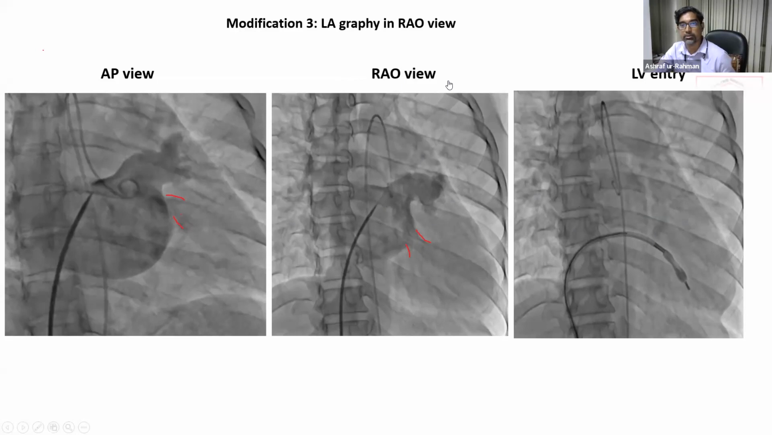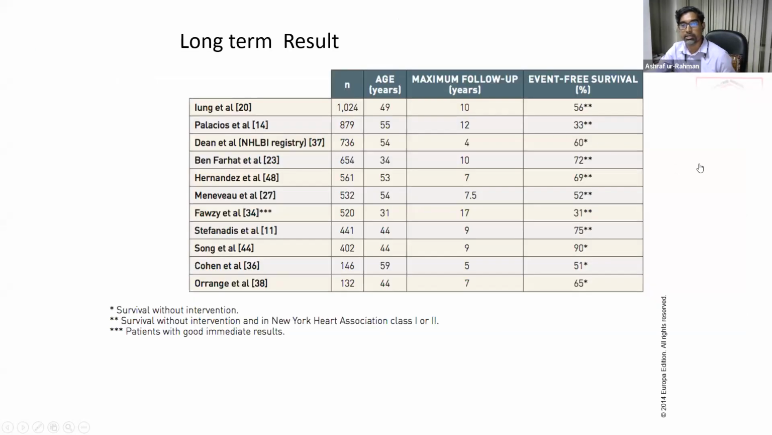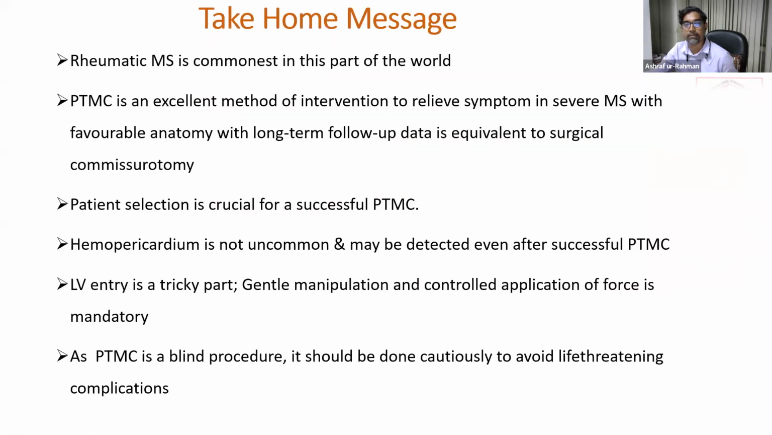This is another modification. We published this in a journal, and you can see the long-term results for PTMC are quite satisfactory. The 10-year event-free survival rate is about 50% to 90%, so it is equivalent to surgical commissurotomy, as you can see. So my take-home message today: rheumatic MS is commonest in this part of the world.